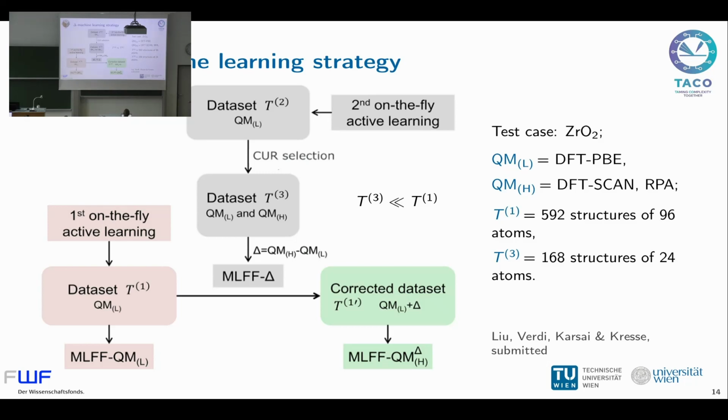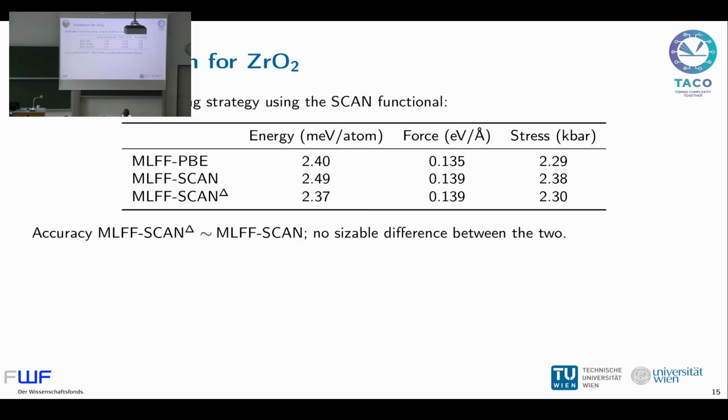All this has been done by Pei-Tao Liu in our work. He figured out and tested thoroughly all this strategy. And so Pei-Tao then went on testing. And what we have here is the tests using SCAN. So this is just PBE. This is a training directly on SCAN, and this is a training with the delta learning strategy. And you see that the errors between SCAN and SCAN delta are very, very similar.